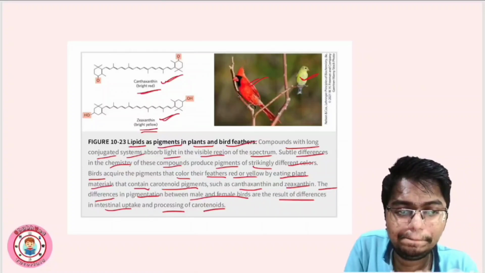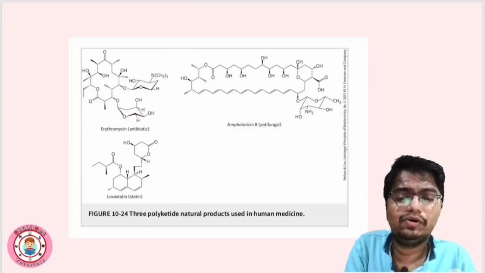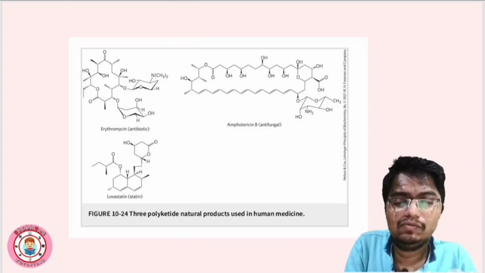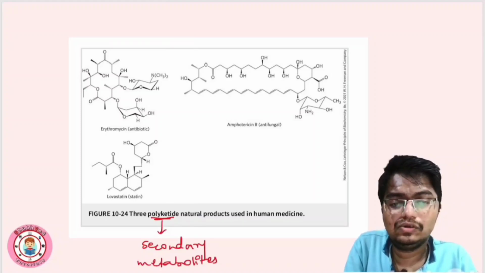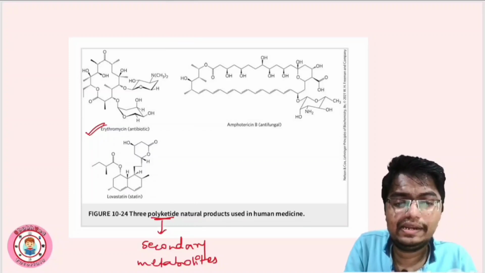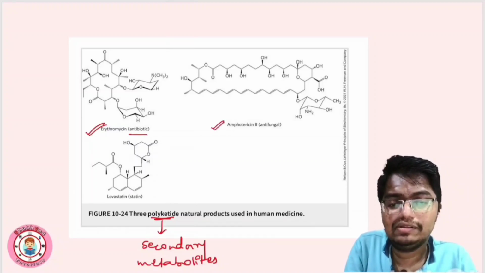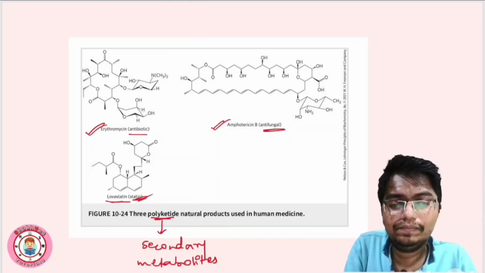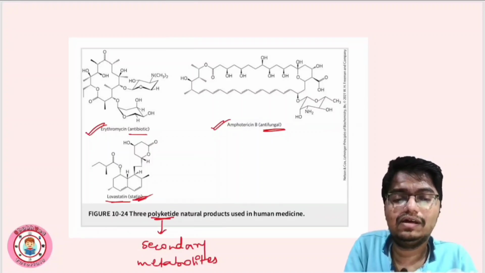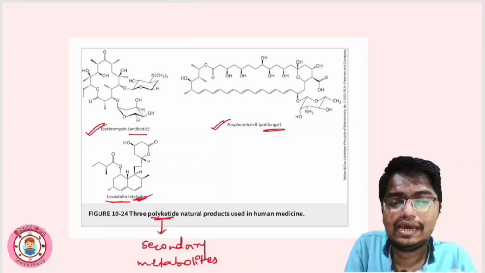Got it? Now these are three polyketide natural products used in human medicine. So basically, what are polyketides? Secondary metabolites. Your examples are erythromycin, which is an antibiotic against bacteria; amphotericin B, an antifungal, against fungal infection; and lovastatin, a statin, basically for treating heart disease. When the cholesterol is high, statins are used to prevent heart complications.